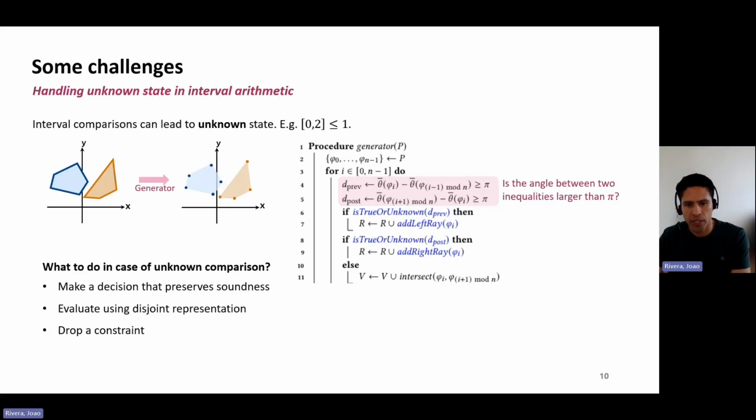I will not go into this part further, but this disjoint representation is a way to translate an interval inequality into 4 scalar inequalities that form a disjunction between them. And finally, another way to handle these cases when we have an unknown state is just to drop the problematic constraint that is giving rise to this unknown state. Dropping constraints is always sound, but we try to avoid this as much as possible because we lose precision the more we drop constraints, of course.